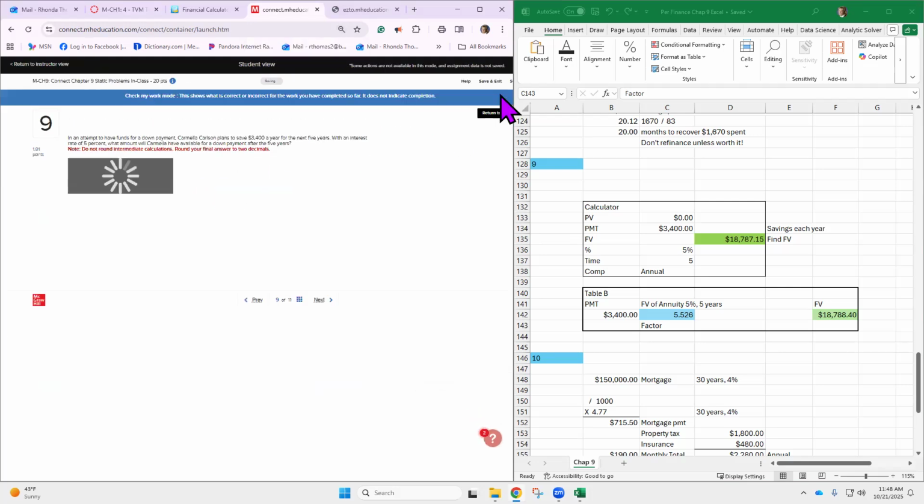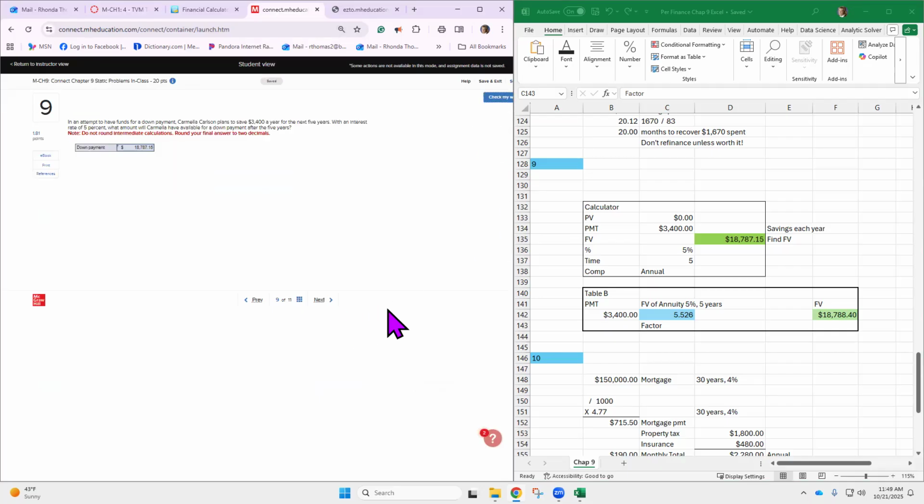Most people want to try to save 20% to put down, and then you could figure out how much of a loan you could get, right? That kind of thing. How much of a house to go look for price wise. All right, number 10.